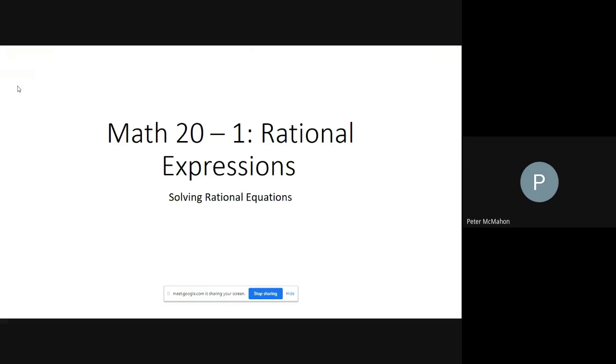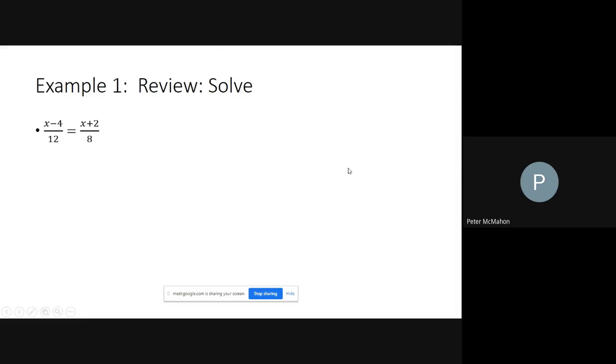So here's the last topic in the unit. It's called solving rational equations. And so it's kind of combining some of the skills that we've learned in this unit and how to solve equations in this unit. So quick review. So we have the equation x minus 4 over 12 equals x plus 2 over 8.